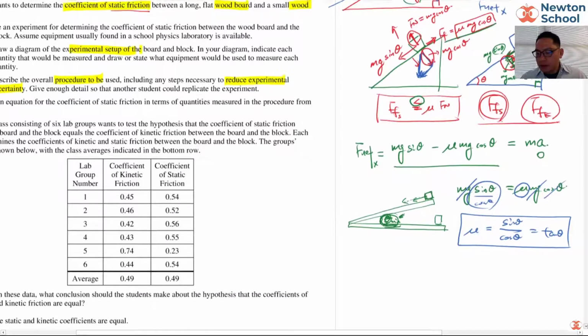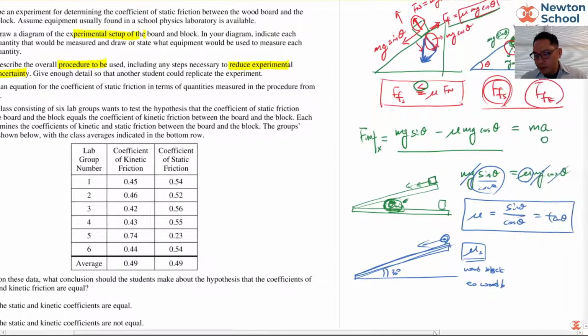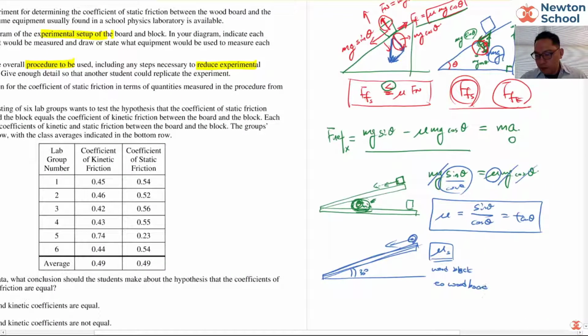right? So let's say you did the experiment, and when this makes, let's say, 30 degrees, it starts to slide, then I know mu between the block, this small mass, and the board. So you actually have to always give two surfaces. So in this case, mu between block and board equals tangent 30 in this example, okay?